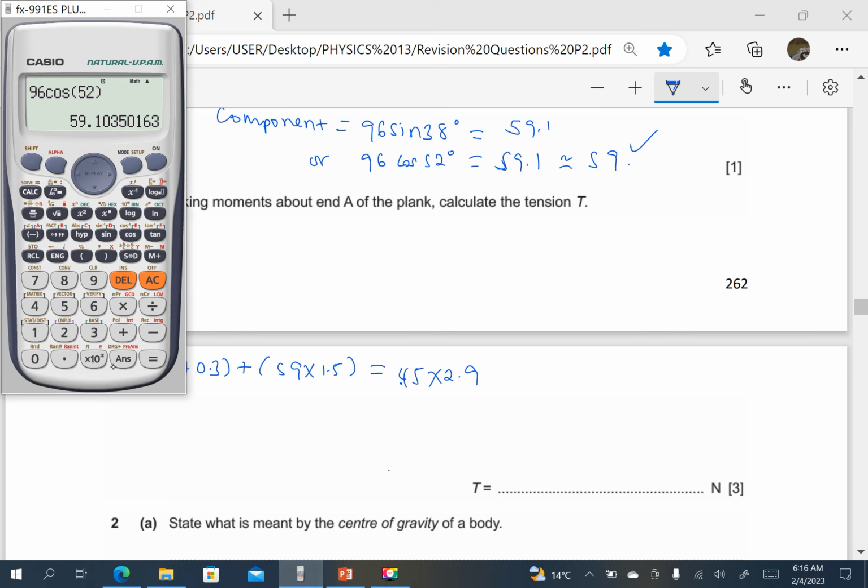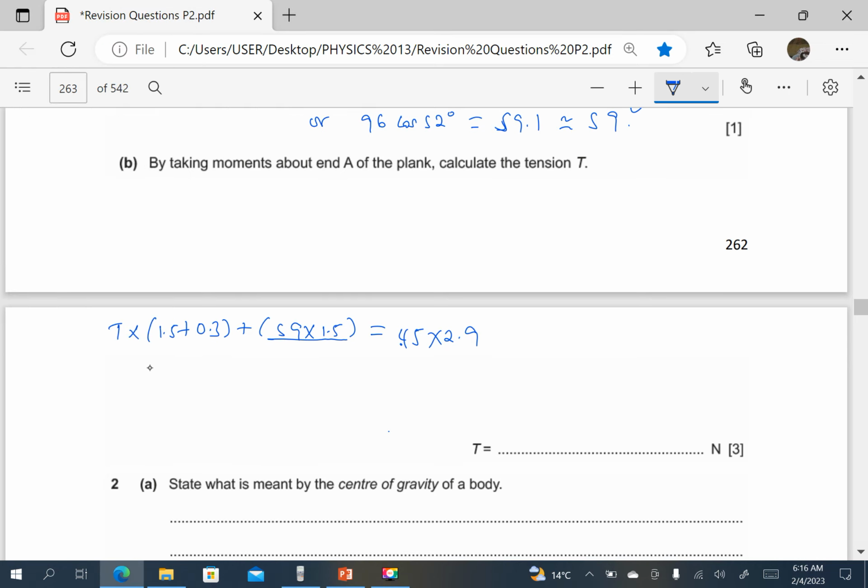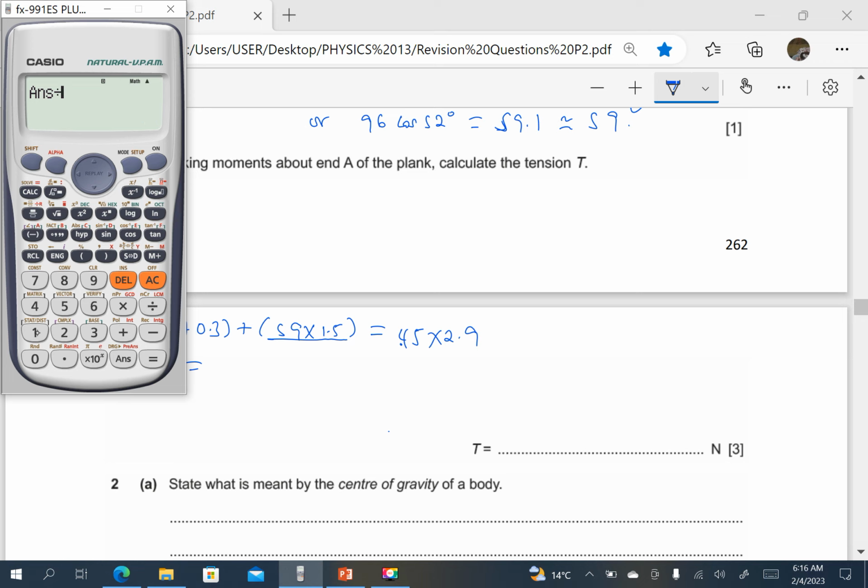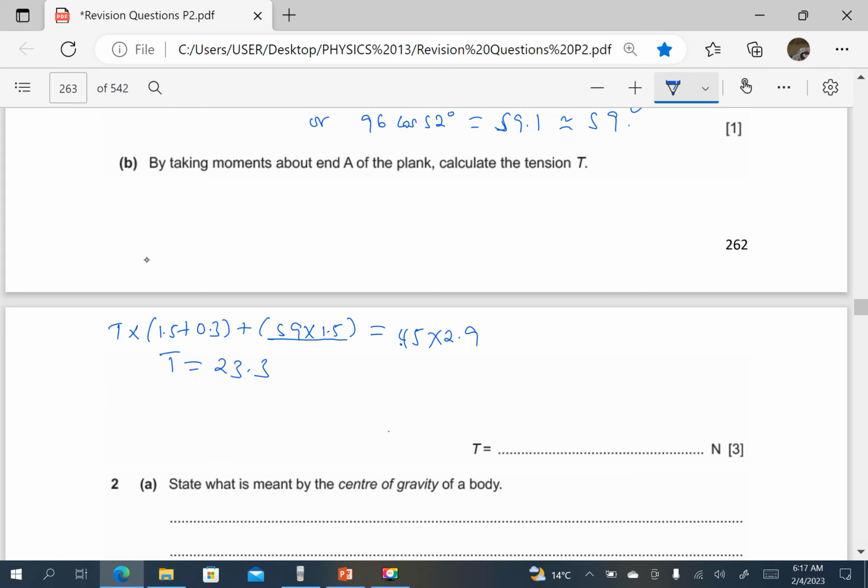So we can now find the answer. I'll start with the right hand side, 45 times 2.9, minus, I take this one to the right hand side, minus 59 times 1.5. Then, because I'm making T the subject, we divide by 1.5 plus 0.3, which is 1.8. So divide by 1.8. That gives us 23.3 recurring. So that is 23.3, or approximately 23.